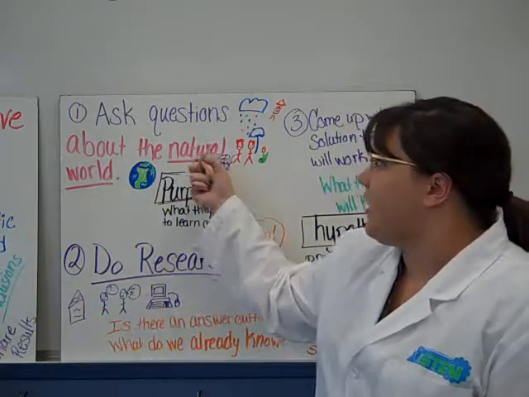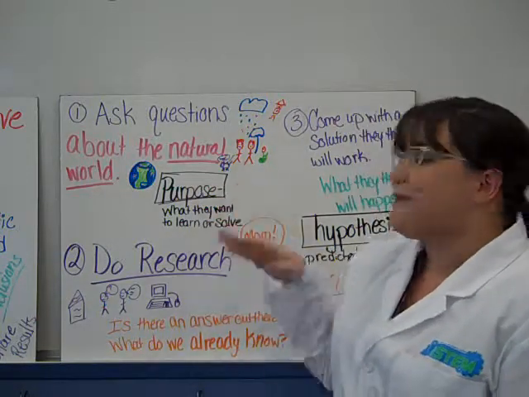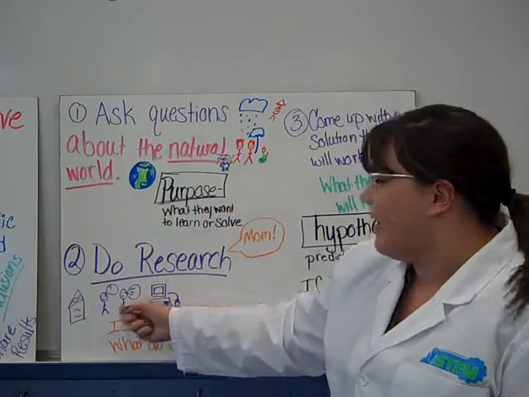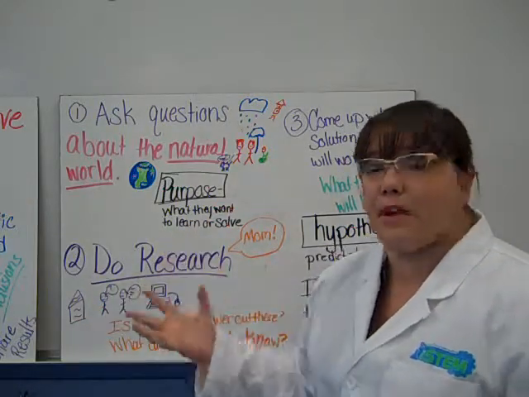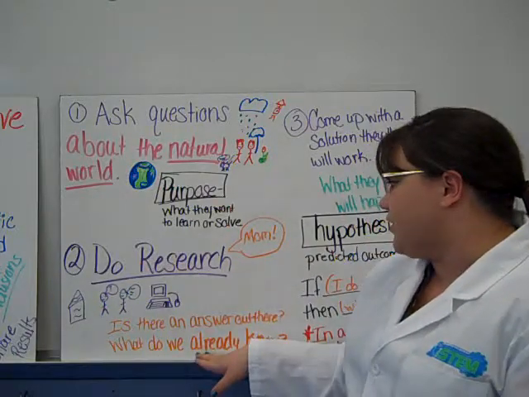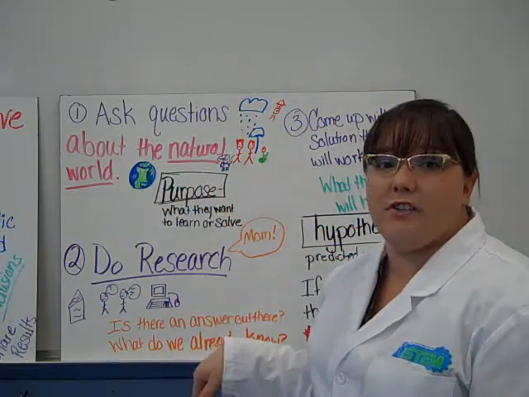Scientists do the same things when they're trying to ask those questions and when they're trying to solve that purpose. They use books. They might ask another scientist or a friend or someone else. They might do some research on the internet. All ways to do research. Is there already an answer out there? And what do we already know?